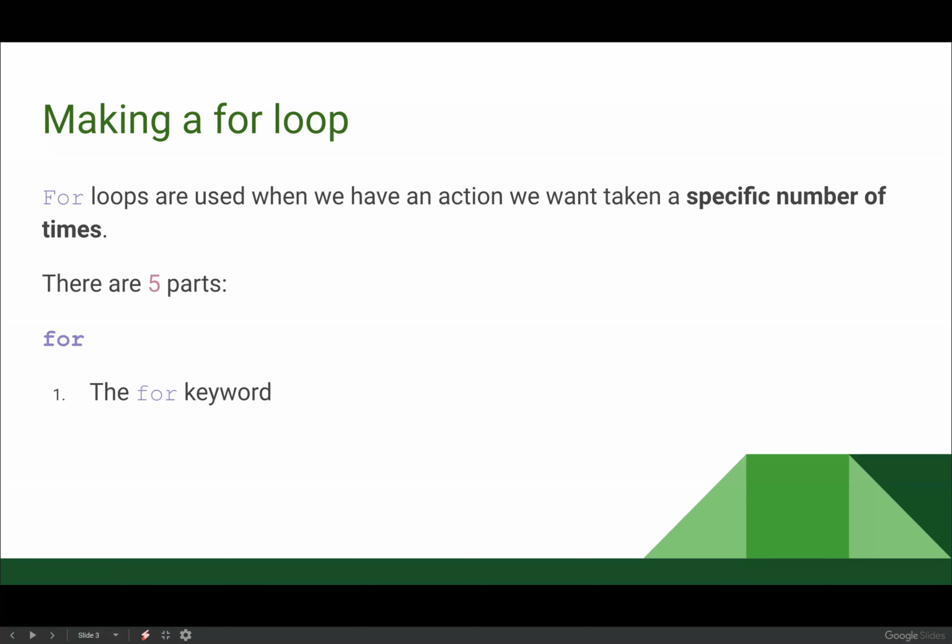Part one is our for keyword. This is the thing that starts it all off. We need this if we are going to have a for loop, obviously, because it's the keyword that is associated with this thing. So we need the for keyword. We need the iterator. That is the name for this variable. And this variable is going to store how far along we are in our loops.